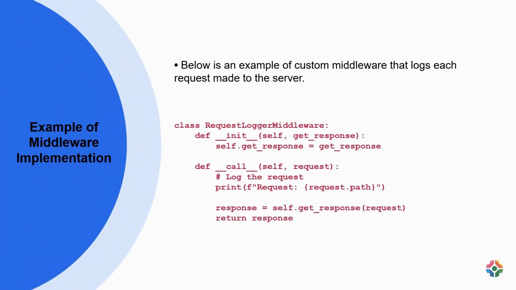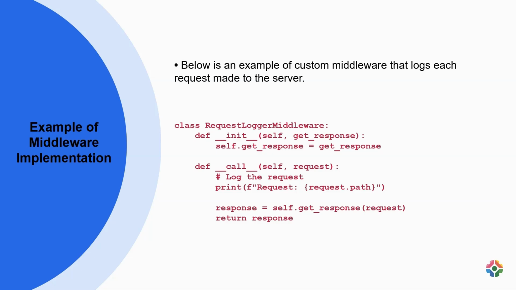The provided code snippet showcases a custom middleware in Python designed to log every request reaching the server. The middleware class, named requestLoggerMiddleware, initializes with a getResponse function. Within the call method, a log message is created to display the accessed path of each request. Subsequently, the middleware allows the request to proceed to the next stage by invoking self.getResponse and then returning the response.